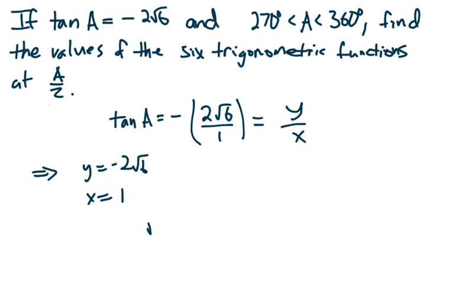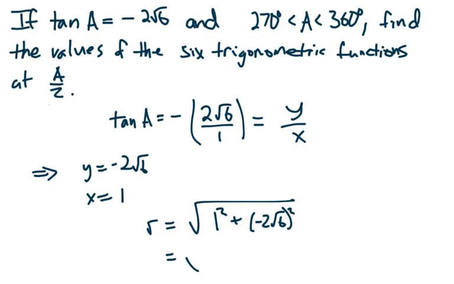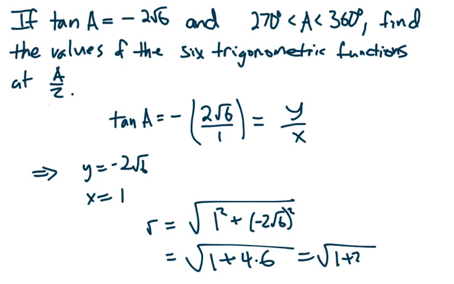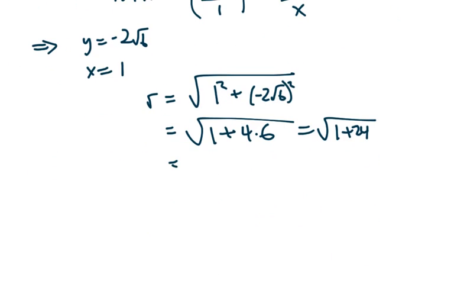Groovy. So what's r? R was the square root of x squared plus y squared. 1 squared is real easy, but let's talk about this for a second. If I have a product squared, and I do, you raise each factor to that power. So negative 2 squared and radical 6 squared. Negative 2 times negative 2 is 4, and radical 6 times itself, like every other radical times itself, is just the inside. So this ends up being the square root of 1 plus 24, also known as the square root of 25, which is a nice number for us.